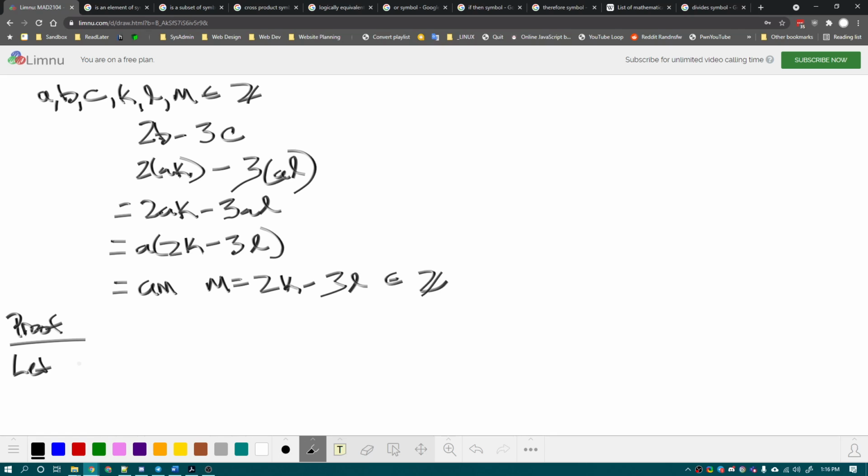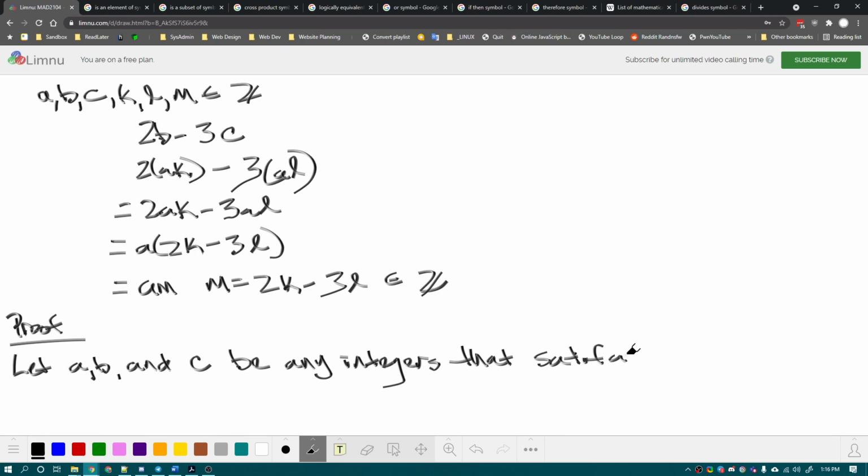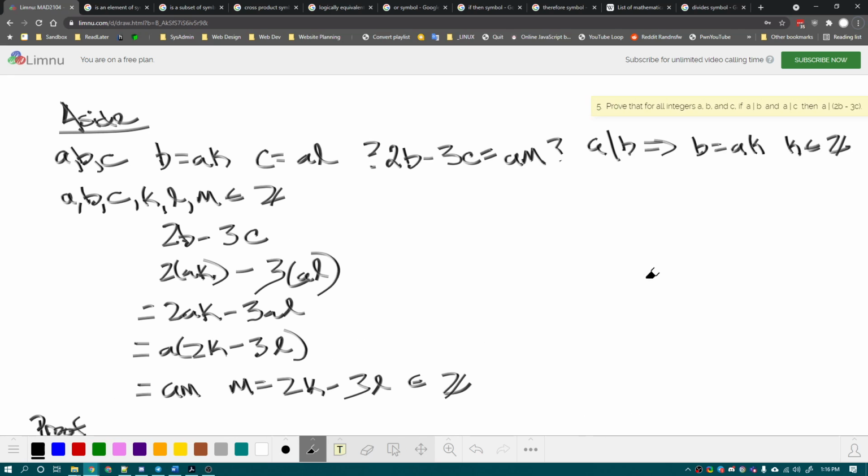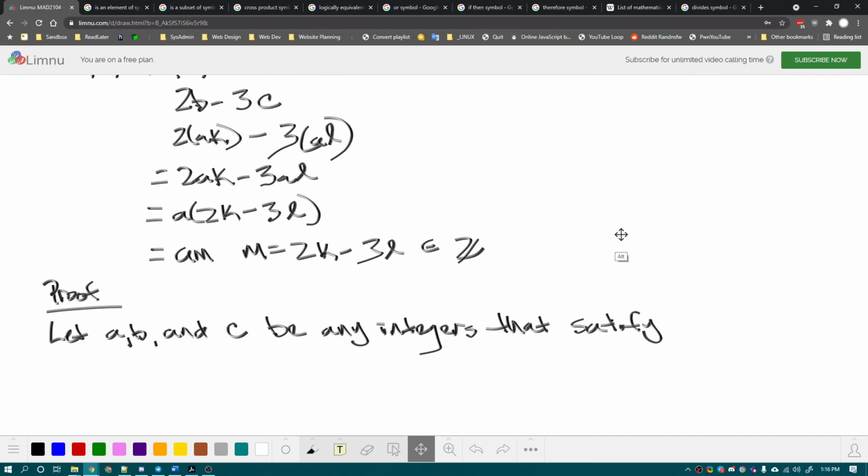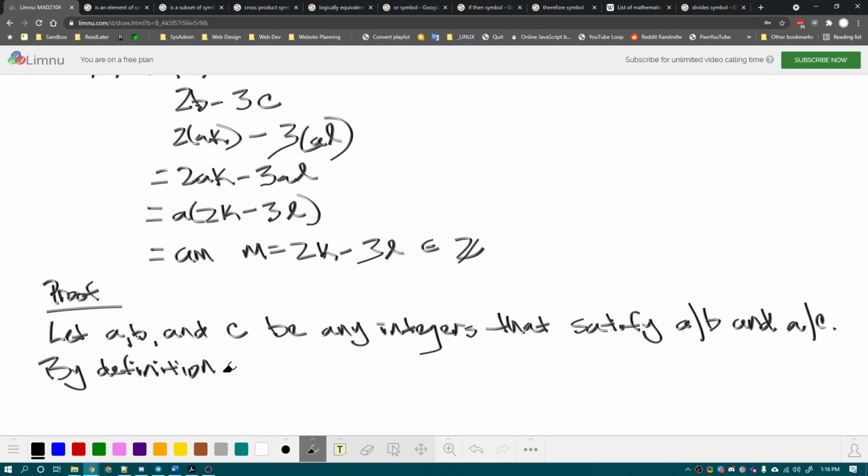So let A, B, and C be any integers that satisfy A divides B and A divides C. By definition, B is equal to A times K for some integer K, and C is equal to A times L for some integer L.